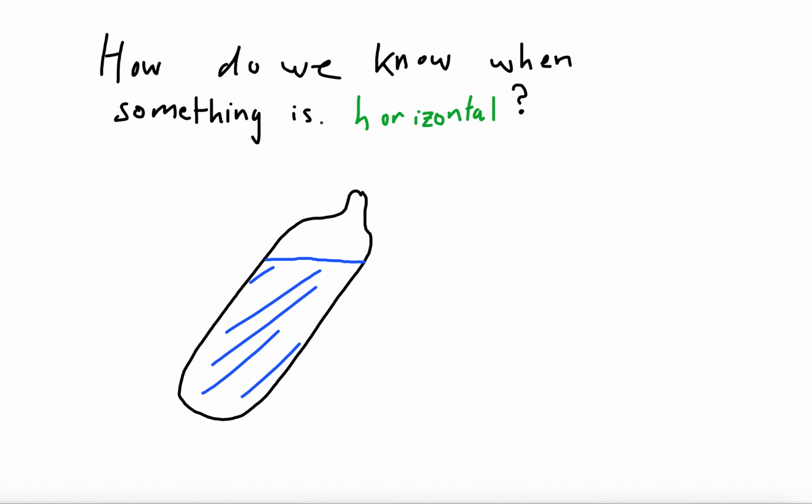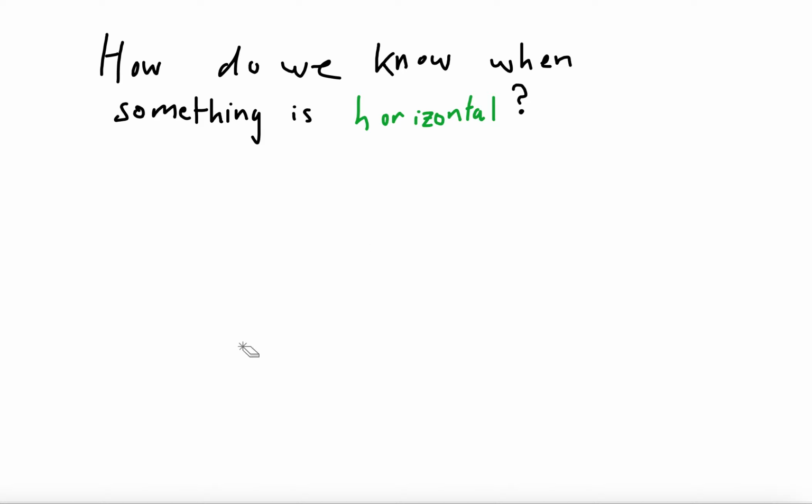And I encourage you at the same time to think about how do we know when something is perfectly vertical? That's an interesting question to ask. So anyways, let's get on with it. Let's talk about maxima and minima.